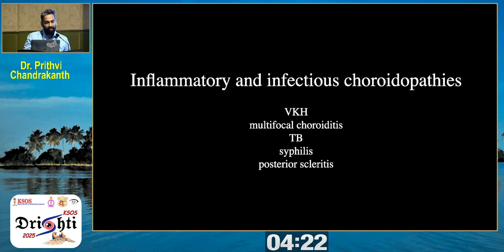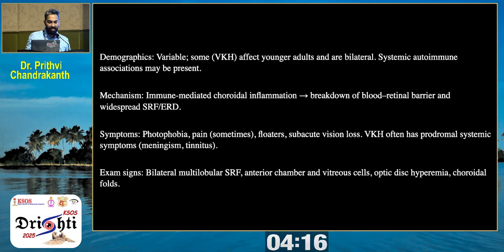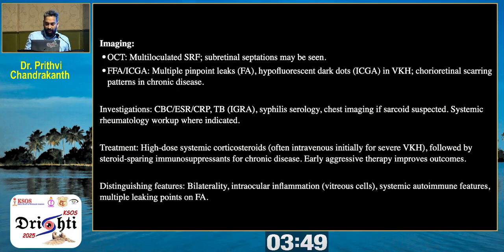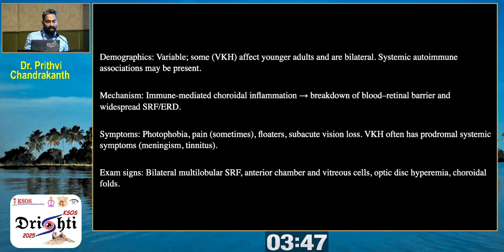Then we have inflammatory and infectious choroidopathies: VKH, multifocal choroiditis, TB, syphilis, posterior scleritis. VKH mostly happens in younger adults and is bilateral, so this is one differential point from CSC. The mechanism is immune-mediated choroidal inflammation, breakdown of the blood-retinal barrier, and widespread SRF. You can see bilateral diminution of vision, and the patient will have pain, floaters, and subacute vision loss. On examination you can see anterior chamber cells, vitreous cells, optic disc hyperemia if the inflammation is more, and choroidal folds also.